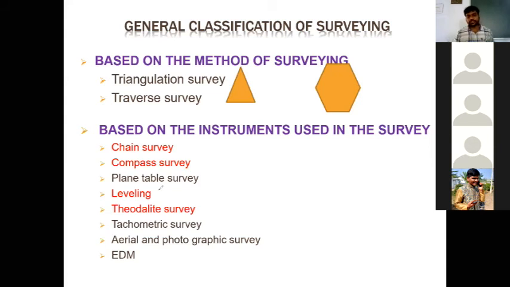Next, coming to theodolite survey. Theodolite is an instrument. This instrument takes the horizontal angle as well as the vertical angle. With reference to these two angles, horizontal as well as vertical, we can easily have the measurements, whatever we are going to do.